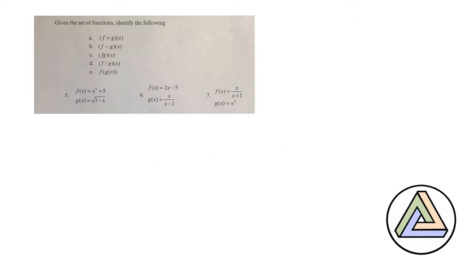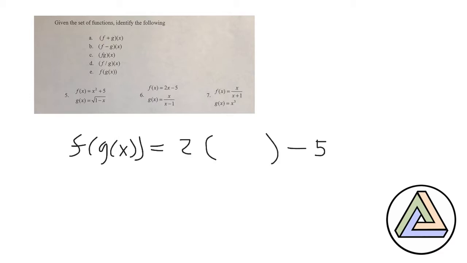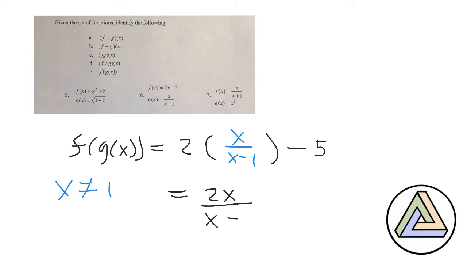Okay, and then looking at f of g of x. The overarching structure is f, so that's going to be 2, empty parentheses, minus 5. What goes inside? That would be x minus 1. We have a domain restriction where x cannot be equal to 1. We could just make that mental note right now. Simplifying this gives me 2x over x minus 1, minus 5. We're good to go there.